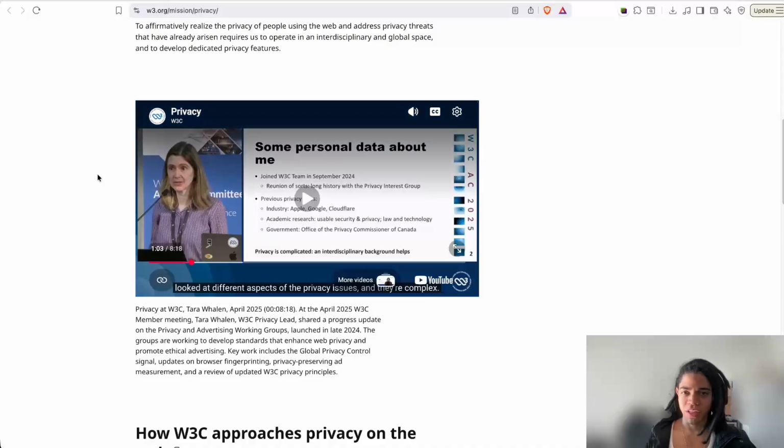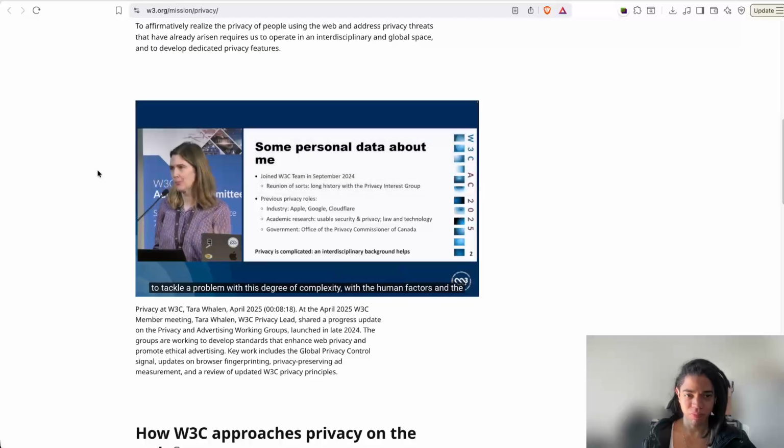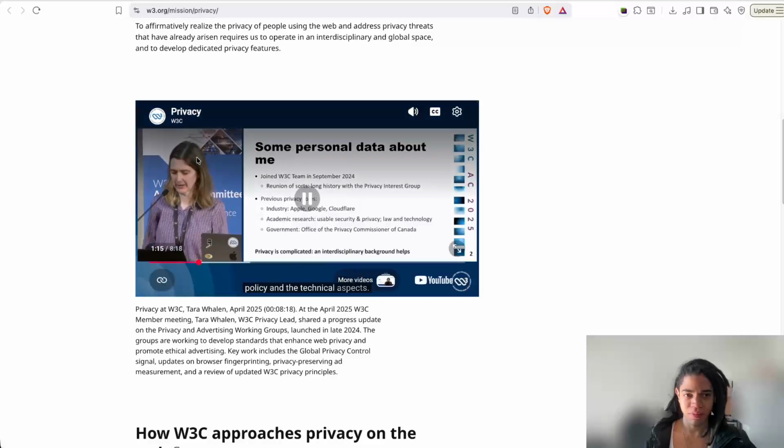Especially for the tech companies and for the business, they're complex. And so I would say that having an interdisciplinary background really helps when you're trying to tackle a problem with this degree of complexity, with the human factors, and the policy and the technical aspects. Three main aspects that you mentioned: human, policies, and technical challenge.